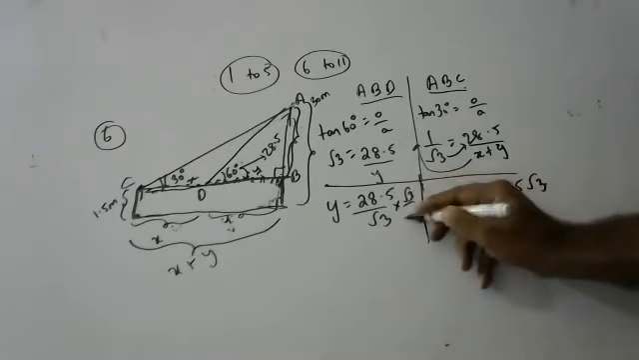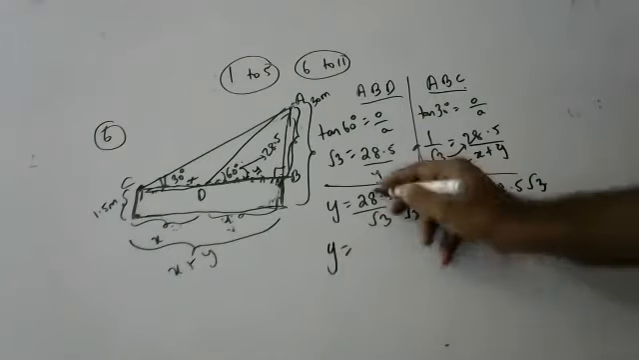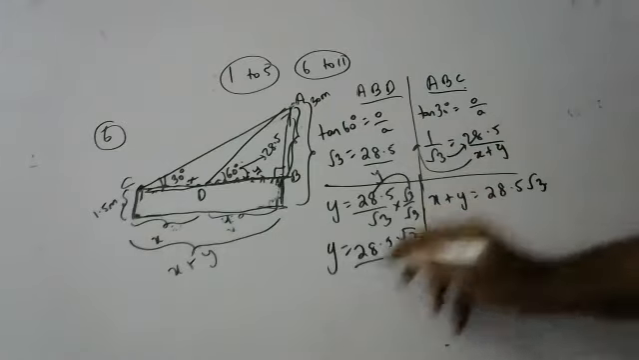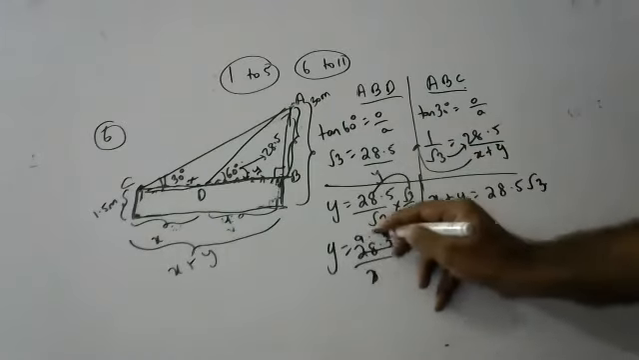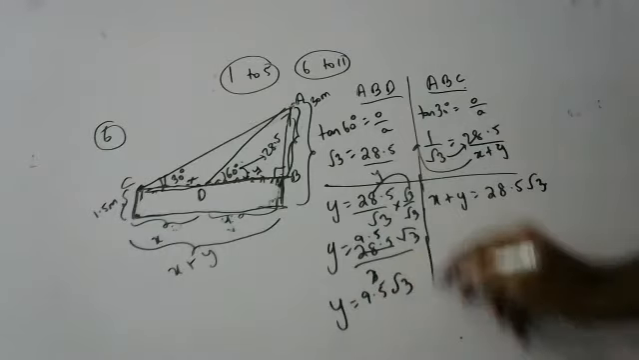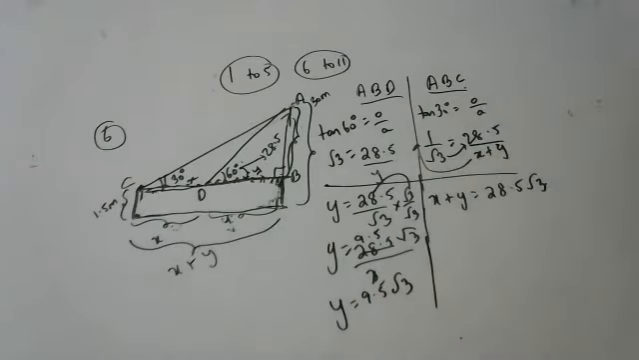Root 3 and root 3. Y is equal to 28.5 root 3. Root 3 into root 3 is 3. 3 nines are 27, so 9.5. So y is equal to 9.5 root 3. But we don't want y, children, we want x.